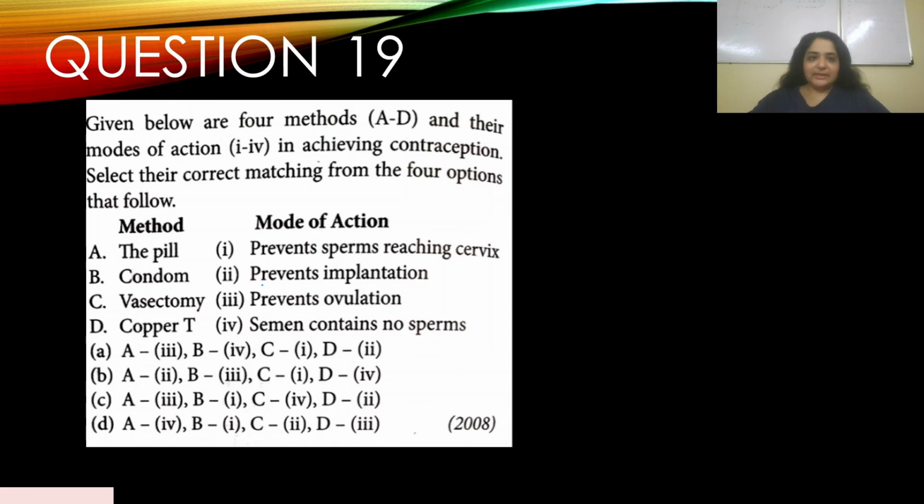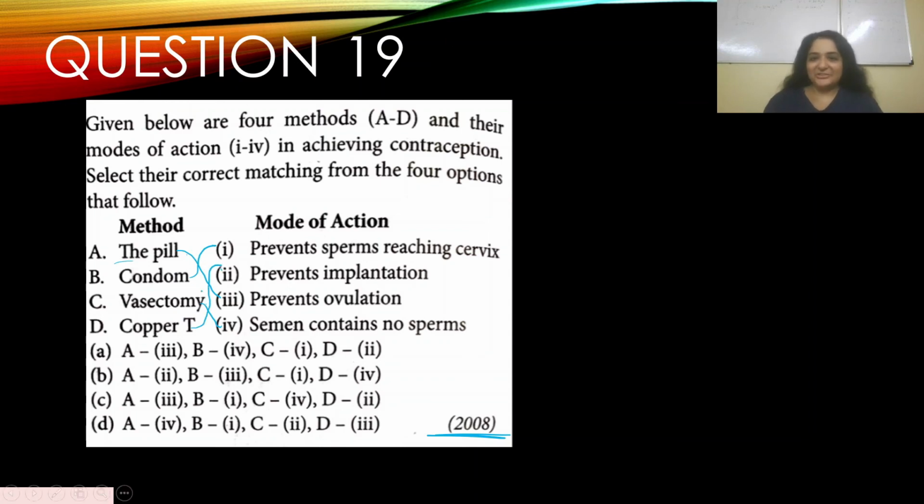Okay, question number 19. Given below are 4 methods A to D and their modes of action 1 to 4 in achieving contraception. Select the correct matching from the 4 options that follow. This appeared in 2008. So let's do the match the following. A, the pill. The pill prevents ovulation. Condom, it prevents sperms reaching the cervix. Vasectomy, the semen contains no sperm. And copper T prevents implantation, right?